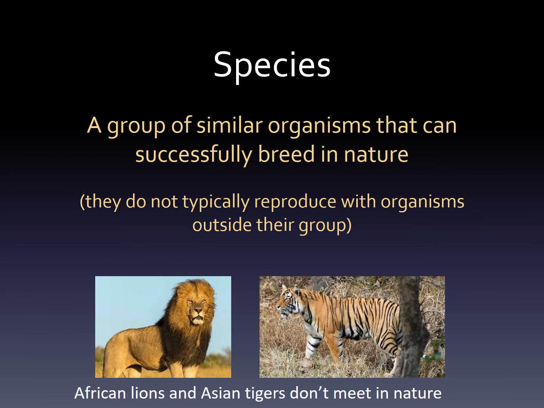So here's the definition of species. It's a group of similar organisms that can successfully breed in nature. They do not typically reproduce with organisms outside their group. Here I'm showing African lions and Asian tigers. While we know that lions and tigers can reproduce in zoos, they don't meet in nature because they live on different continents, so they're considered different species. They're never going to meet each other to produce a little liger in nature. Nature keeps them separate.